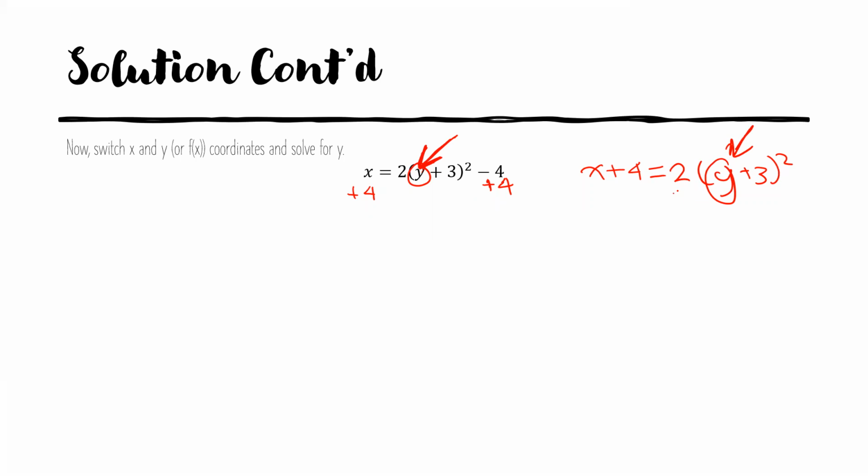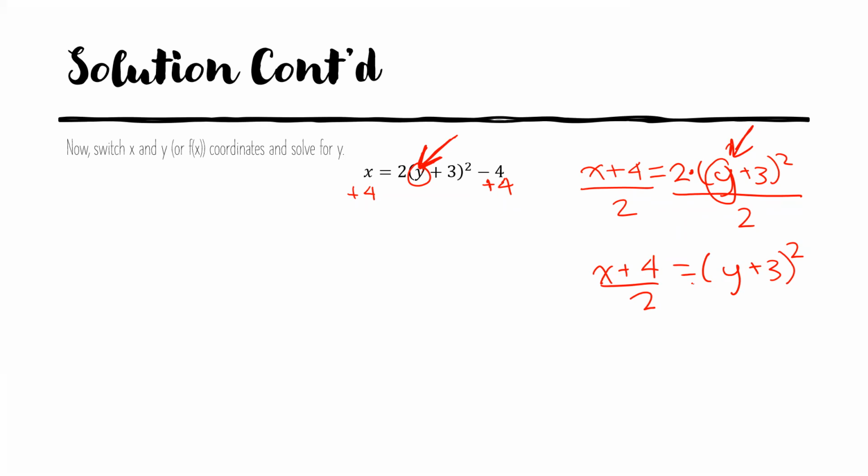So my next step here is to divide by 2 because I want to get rid of the 2 in front. So I do the opposite of multiplying, I divide. So I divide by 2, and then you end up with x plus 4 over 2. So notice that this is really similar to what we did when we solve for inverse functions in general, for linear functions. It's not that different. The only difference is that there's a few more steps.